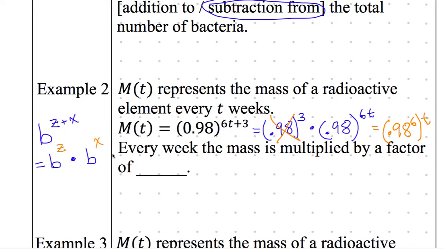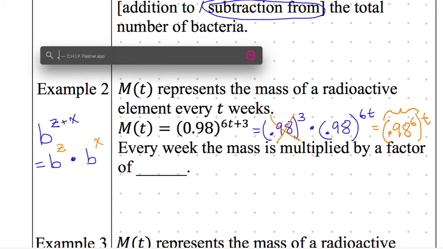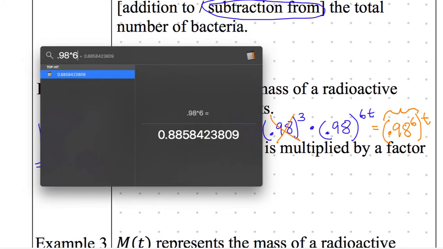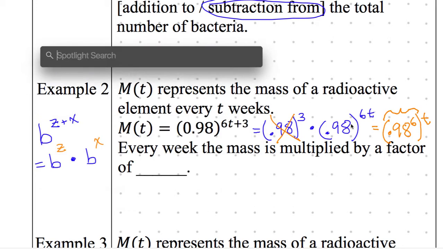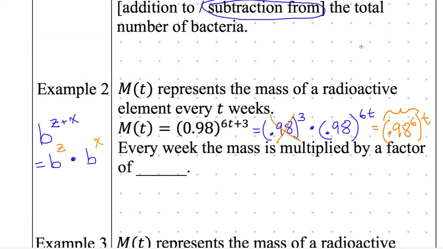0.98 to the power of 6, and then that is something to the power of t. So now I just have to figure out what is this 0.98 to the power of 6, and that's where I just pull up my handy-dandy calculator. 0.98 to the power of 6 is 0.885, and I'm just going to round to the nearest whole number. So 0.886, let's say, for now. So this number right here is 0.886.